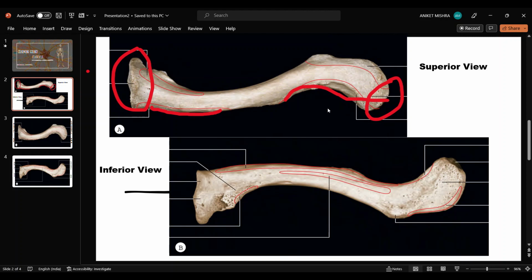The female clavicle is typically shorter, thinner, less curved, and much smoother than the male. As for its landmarks, if we palpate in our body, it is very easy to palpate. When we go to the root of the neck at the jugular notch level, we can palpate the clavicle.